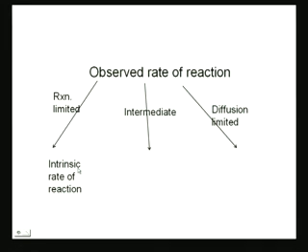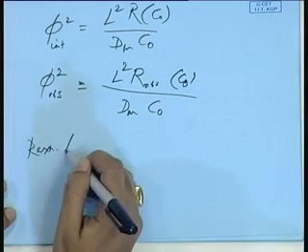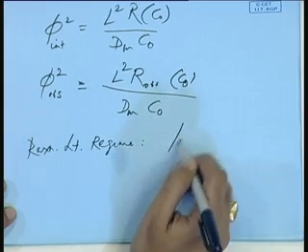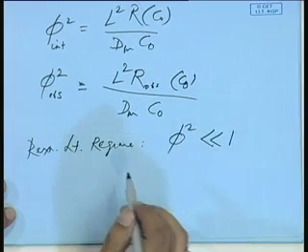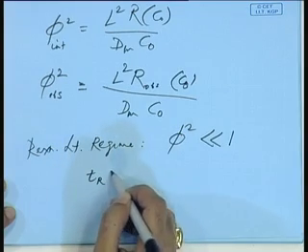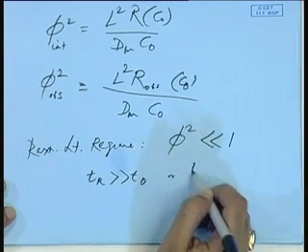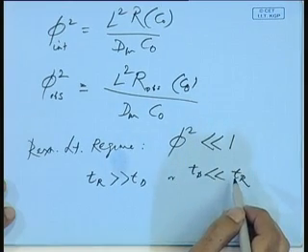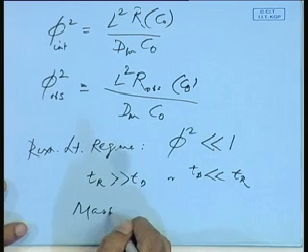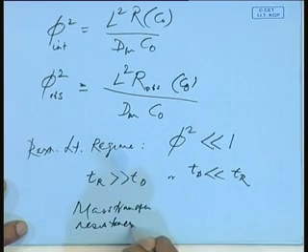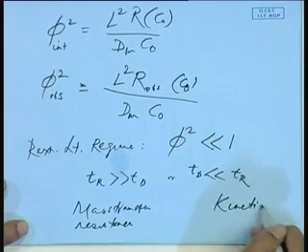So, this is the reaction limited regime we are doing, okay, and in the reaction limited regime phi square is much less than 1, right. So, which means that T_R is much greater than T_D, or T_D is much less than T_R. So, when T_D is much less than T_R, what does it mean? That mass transfer resistance, and let us put kinetic resistance on this side.